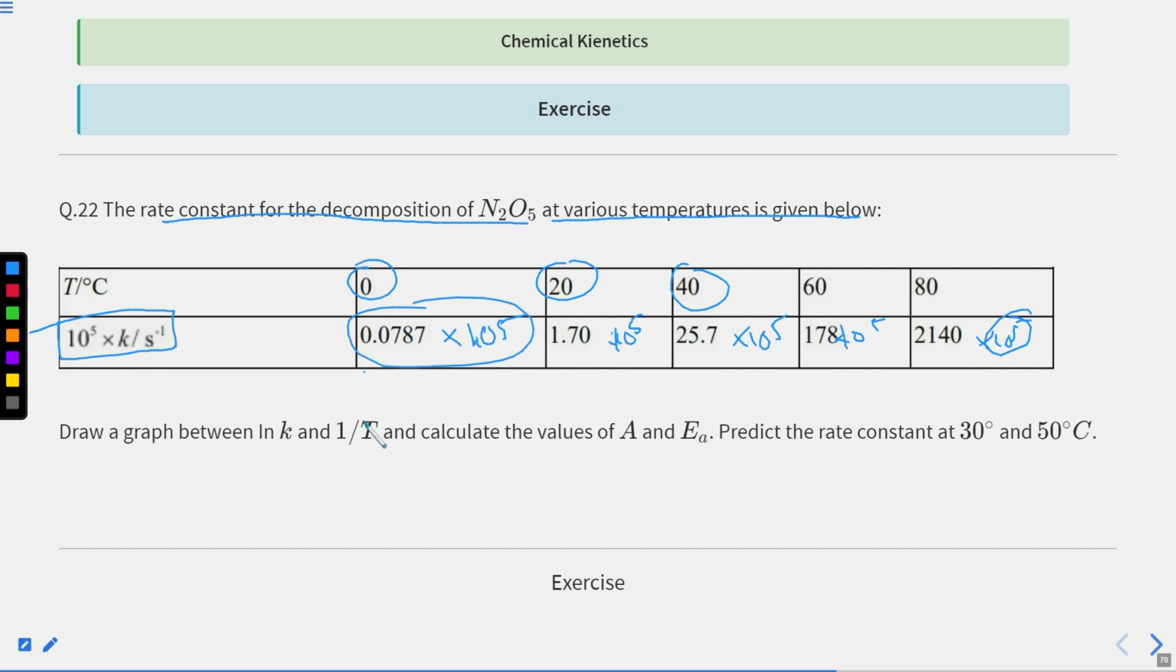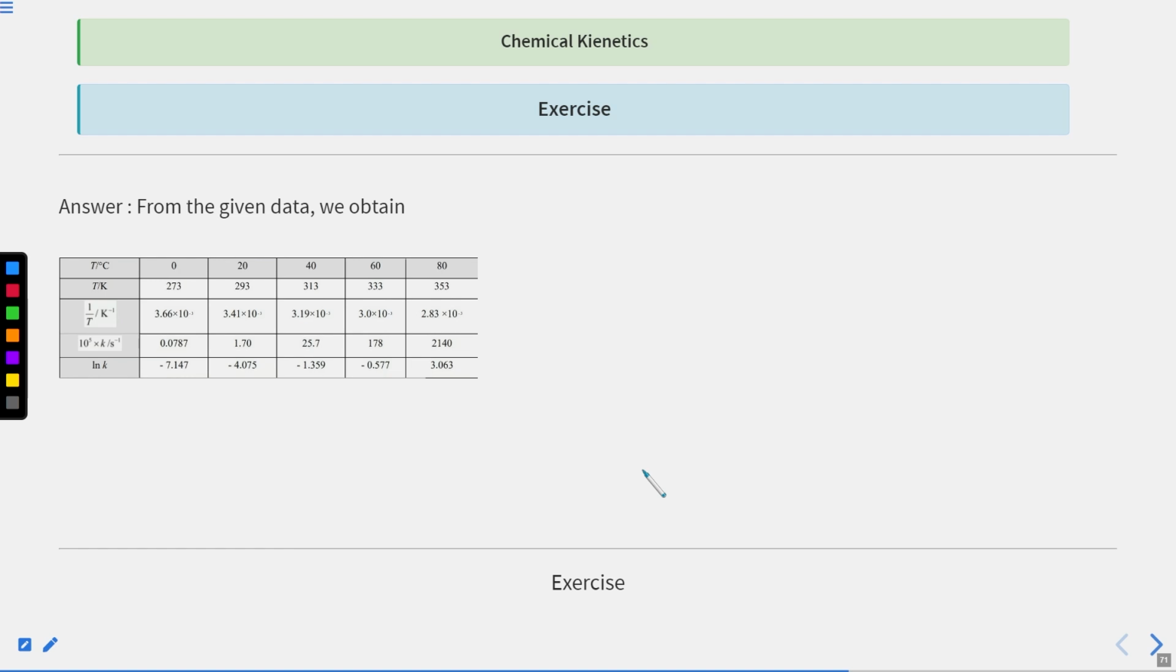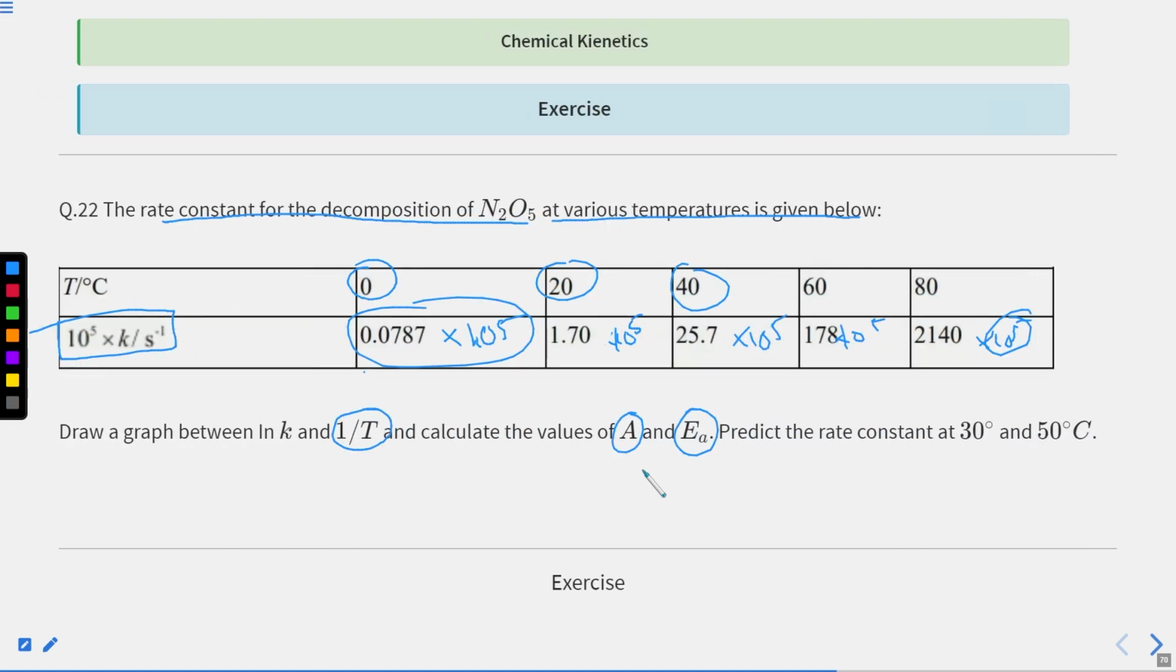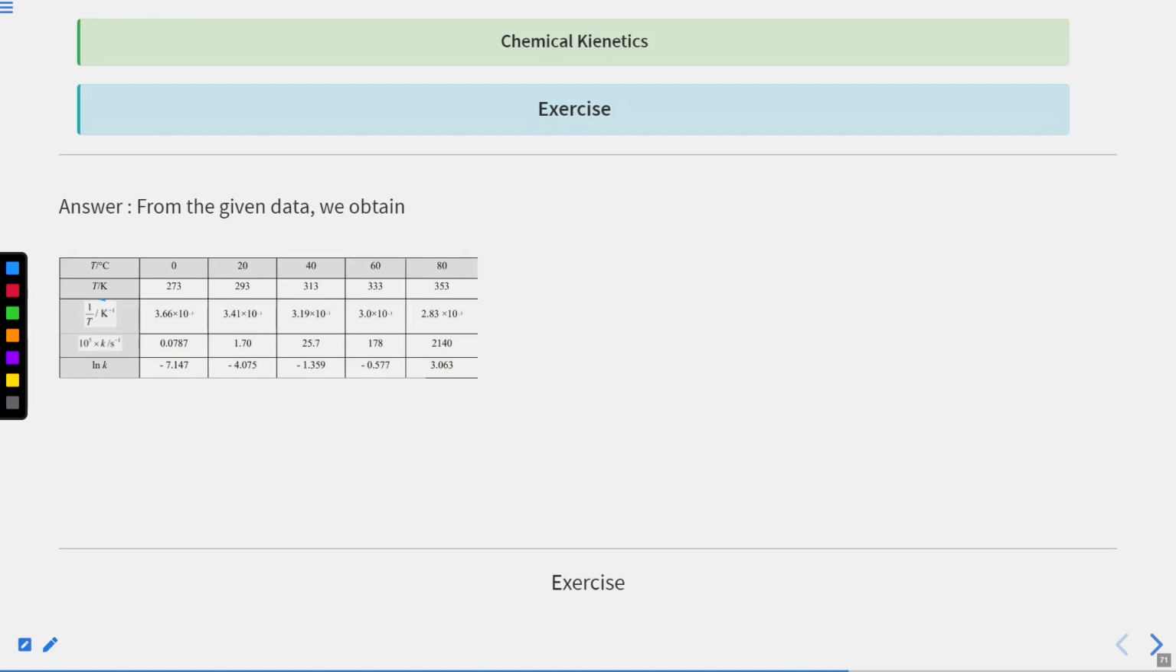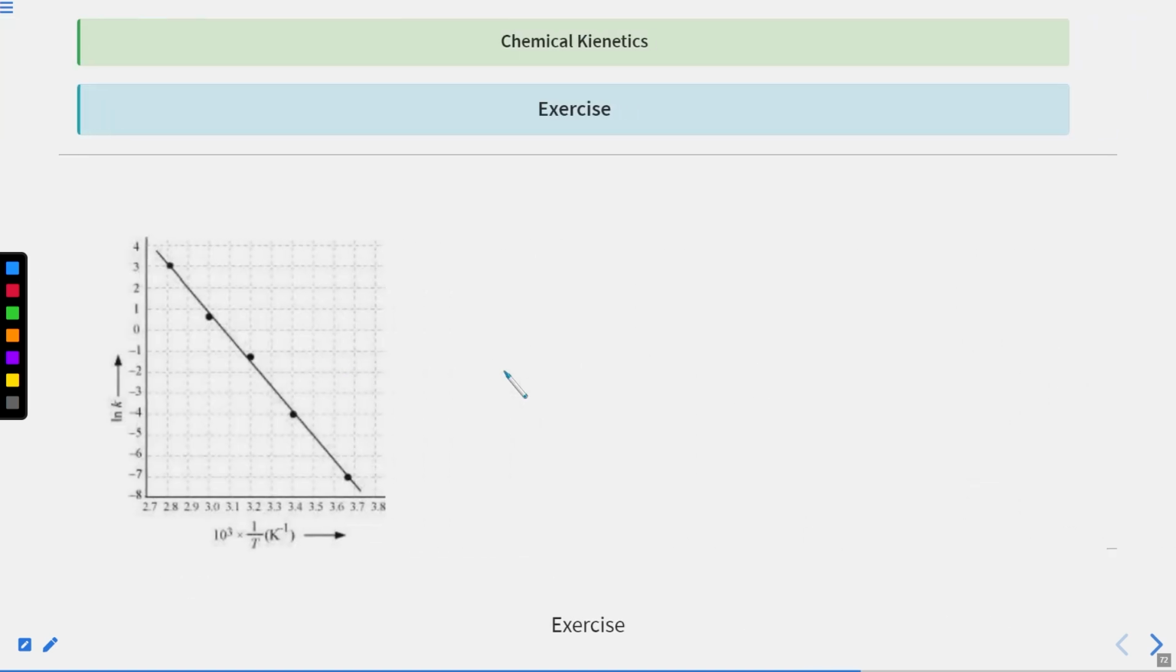Now what is being asked? First of all, we have to draw a graph between K and 1 by T, and calculate A and EA. So basically it's the graph between ln K and 1 by T. How will you calculate ln K? Multiply by 10 to the power 5, put ln before this, and you will get your ln K. 1 by T would be the reciprocal of this. Once you have 1 by T and ln K, just plot it and you will get this graph.